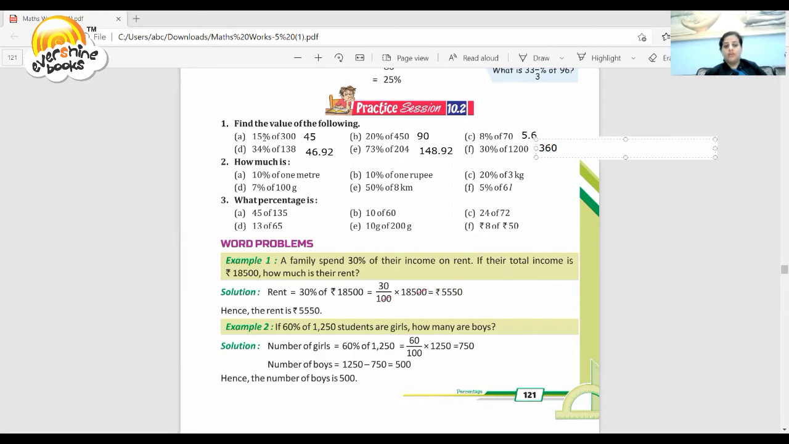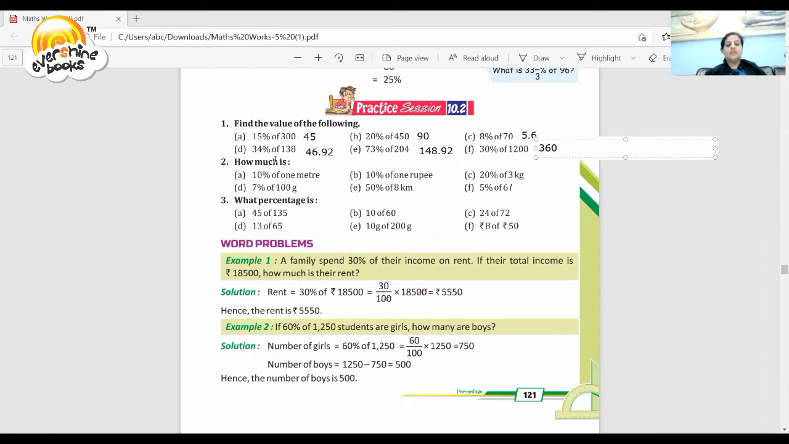If we want to take out, you have to do 300 divided by 100, and then whatever is the answer, you have to multiply with that, because "of" means multiply. So 3 is the answer when we divide by 100. 15 3s are 45. Likewise, 20 upon 100 into 450, the answer will come 45 into 2. So it is 90. 8 upon 100 into 70 is 5.6.